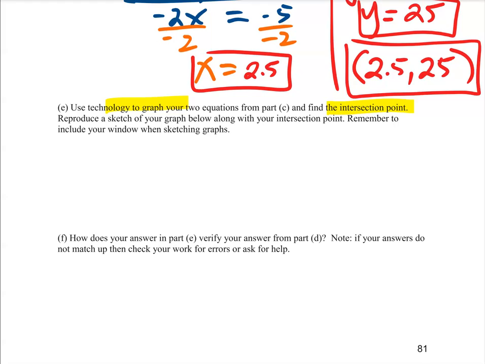So note, if your answers do not match up, then check your work for errors or ask for help. And please, I'm always available. If you need help, attend my office hours, or please attend MATLAB.